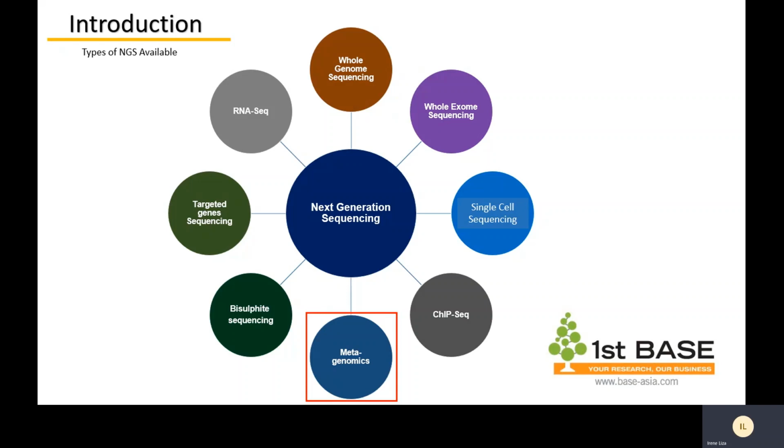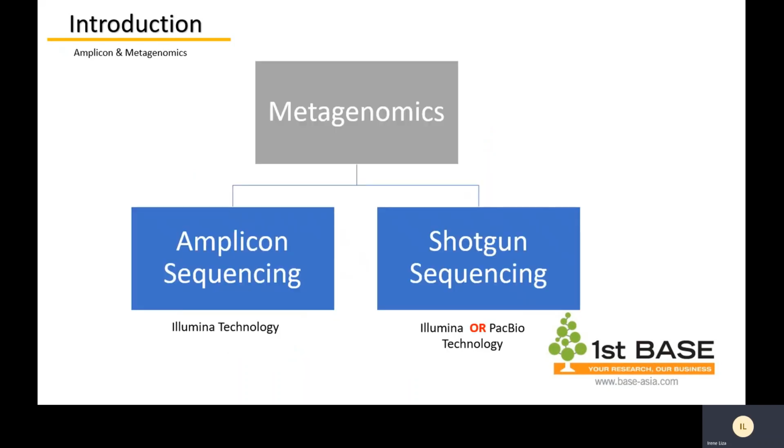Now let's move on to metagenomics. In this webinar, we will focus on metagenomics. So what is metagenomics? Metagenomics is a broad field which can be used to study environmental genomics, ecogenomics, or even community genomics. There are two types of platform that you can use to study metagenomics. One is Amplicon sequencing, and the other is shotgun sequencing.